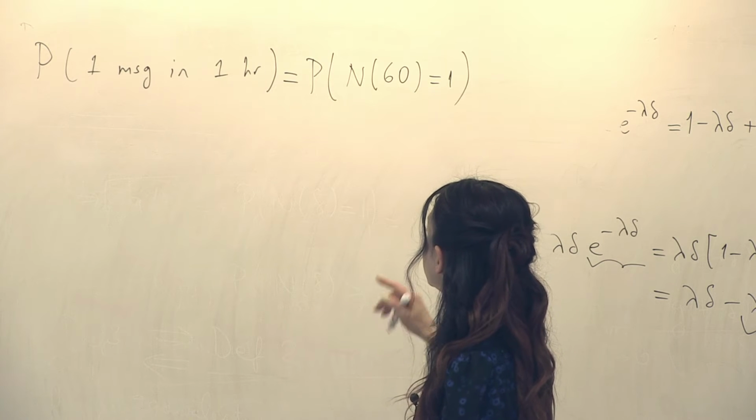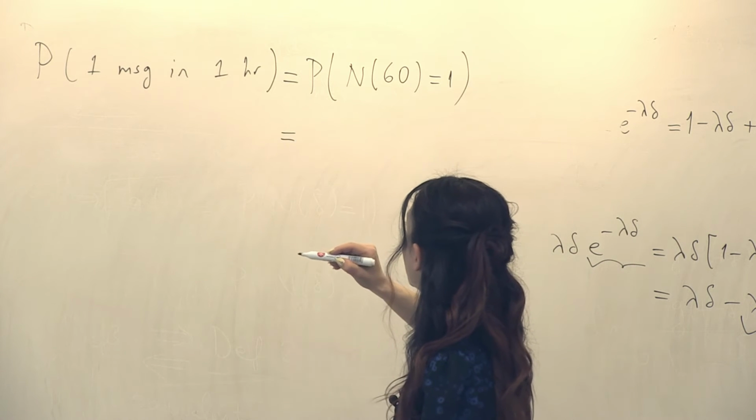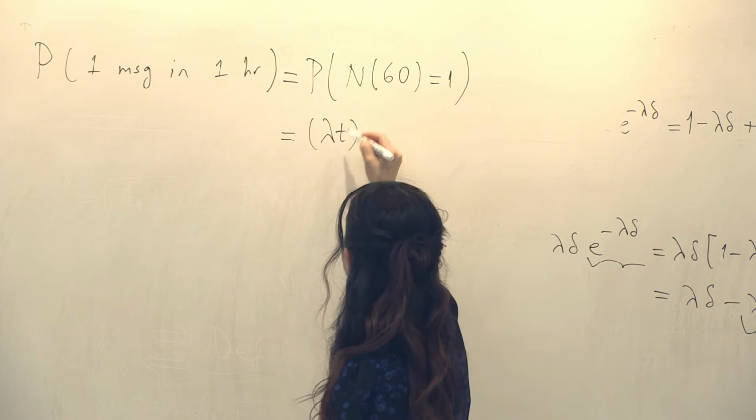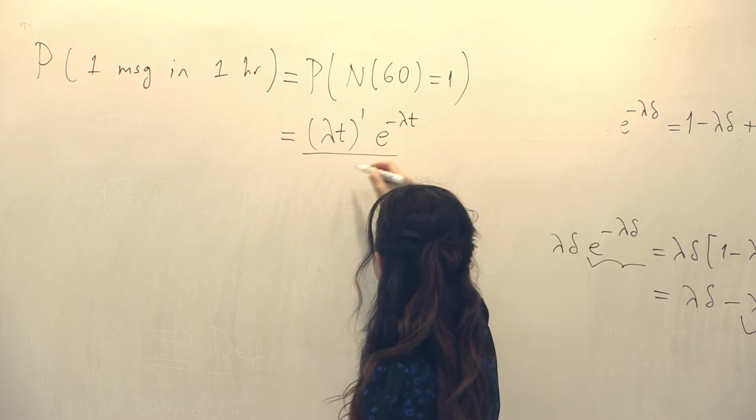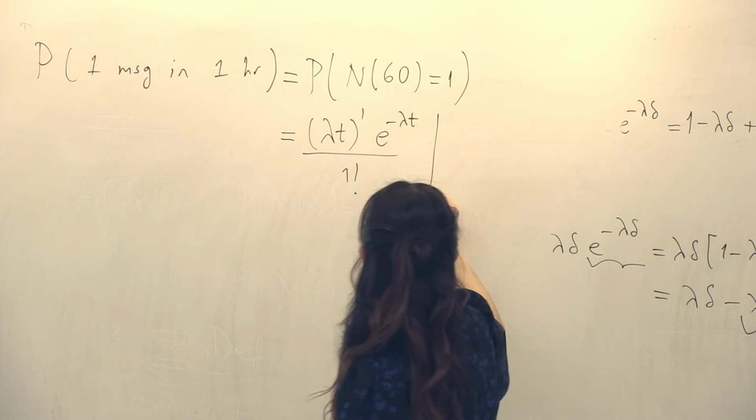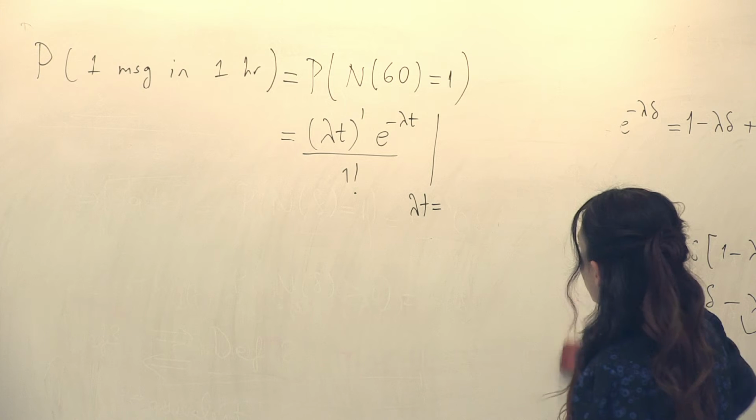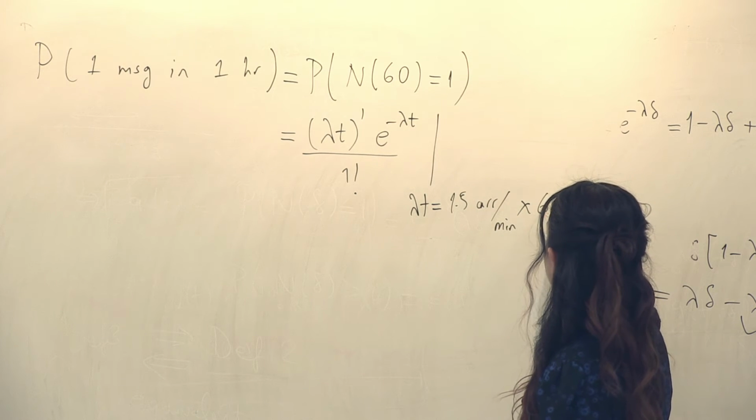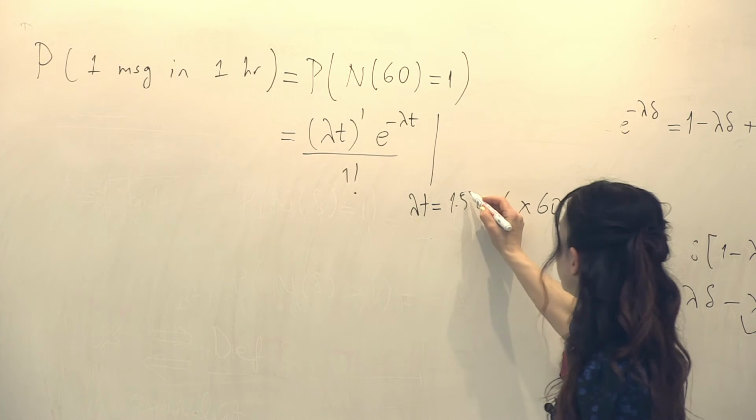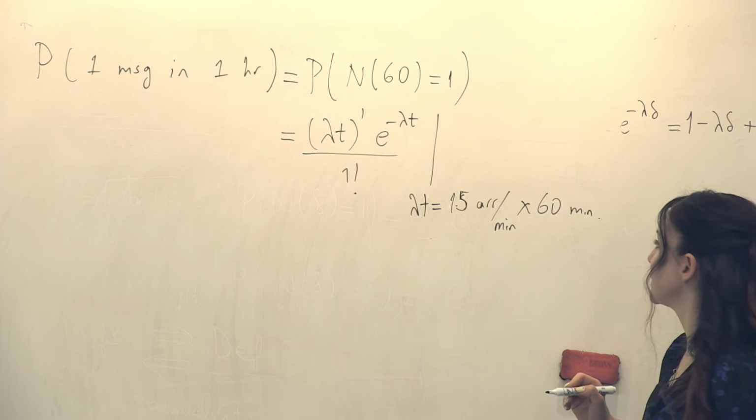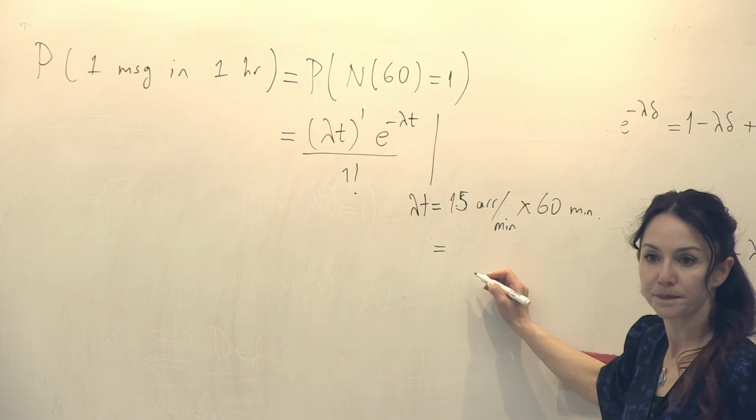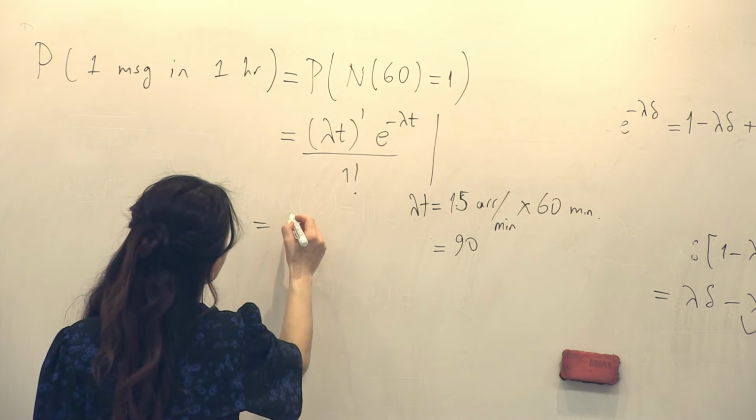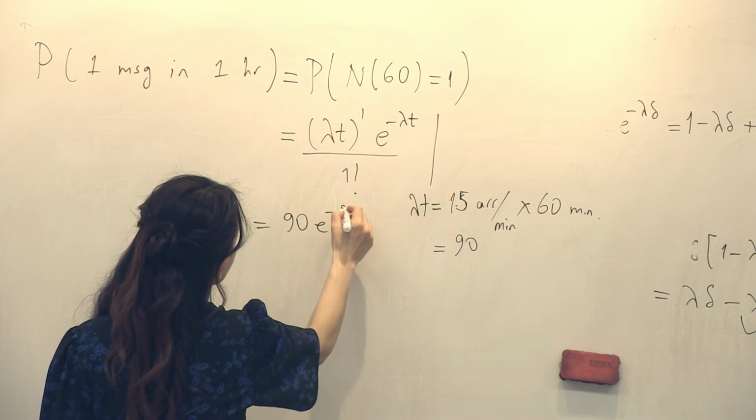All right, so that is lambda t. Lambda t to the 1, e to the minus lambda t, over 1 factorial, where lambda t is 1.5 arrivals per minute times 60 minutes, right? What is that? 90. So then this is 90 times e to the minus 90.